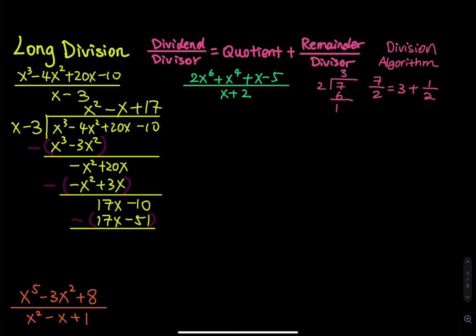That means you are doing negative 10 minus 51. If you don't write the minus, you will just go negative 10 minus 51. So this is negative 10 plus, minus becomes a plus. So the remainder is equal to 41.